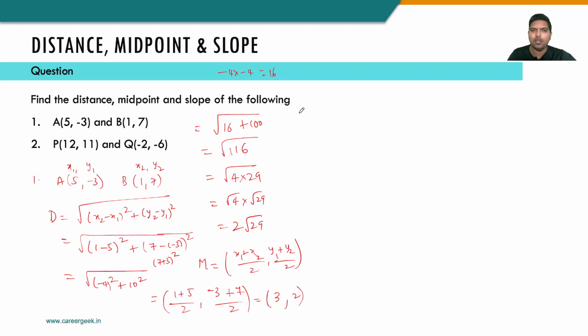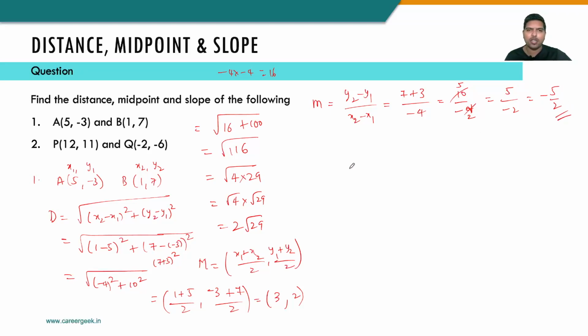This is the midpoint. Now the slope is change in y upon change in x. Remember, you cannot write y2 minus y1 upon x1 minus x2. The numbers have to be in the same order. Now what is y2 minus y1? We have seen y2 minus y1 is 7 plus 3 and x2 minus x1 is negative 4. Right? 10 upon negative 4, which is 5 upon negative 2 or negative 5 upon 2. This is the slope.